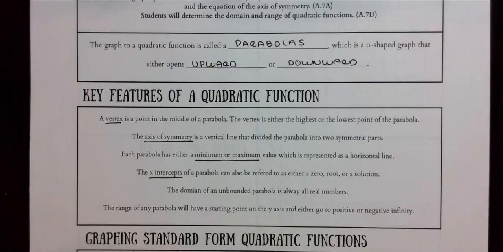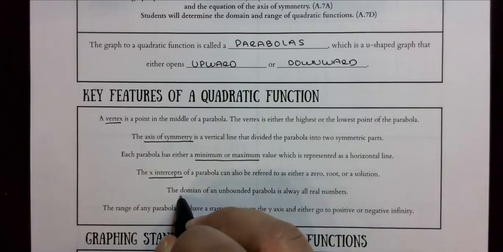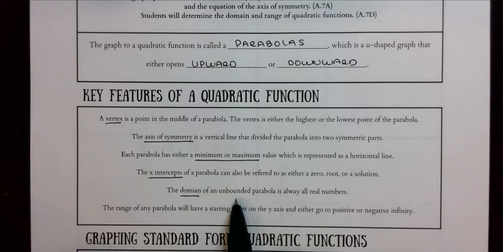All right, so our domain. One of the things that I want to point out about the domain, we know the domain are the x's in the function. And so if we have an unbounded parabola, which means it has arrows on both ends, then that means that it is always going to be all real numbers because it's going to continue to go to the left and to the right. So that's why it's all real numbers.